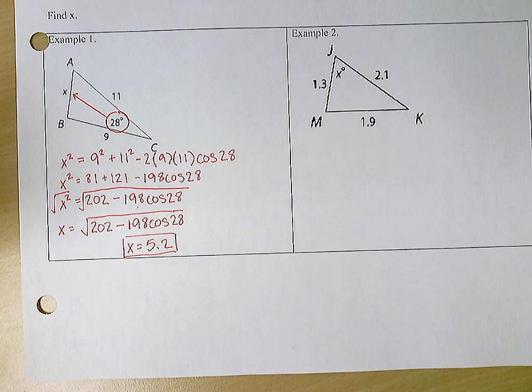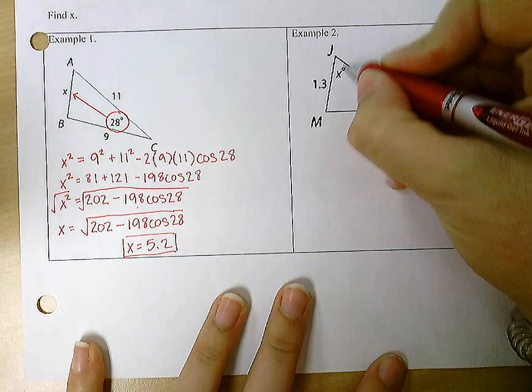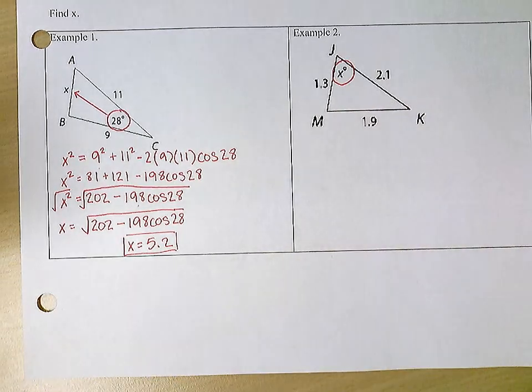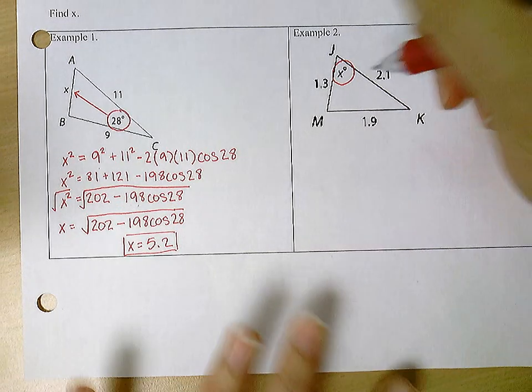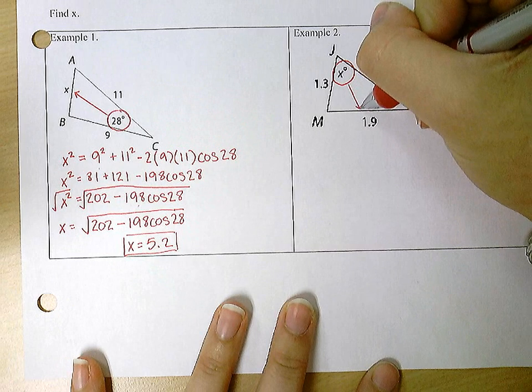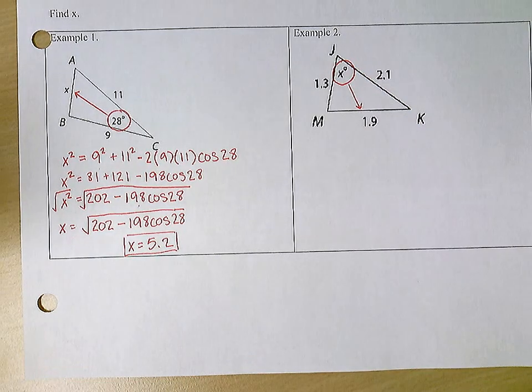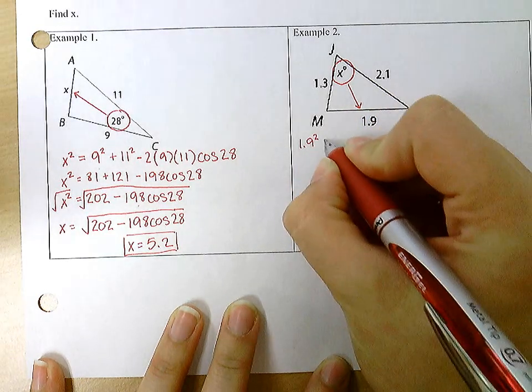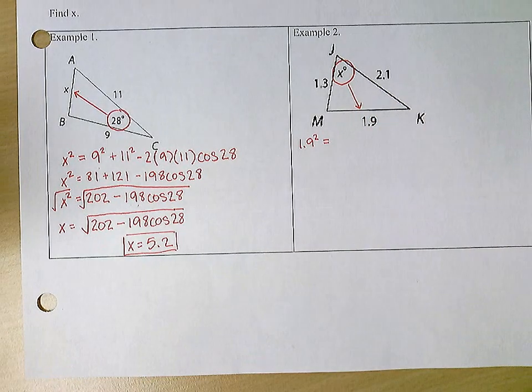So that's the angle that I want to go from because that's the angle given. So this is the angle I want to go from. I need to find its opposite side. The side across from that angle is 1.9. That side across from that angle is what goes on the left-hand side of that equal sign. So in my equation, I would have 1.9 squared, and then is equal to, this time instead of x squared is equal to.